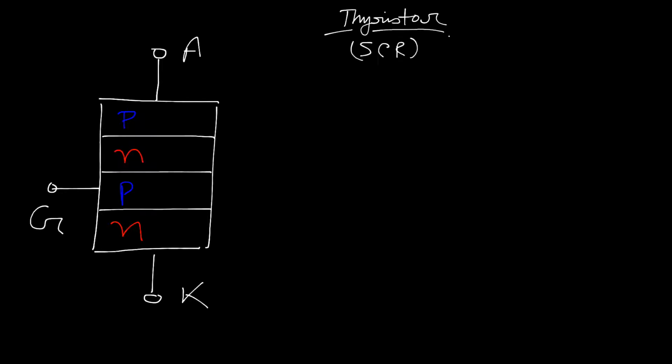The gate is a very important terminal, through which we can control the output voltage by applying the appropriate gate pulse through some gating circuits. And it has 3 junctions also. We can name them J1, J2, and J3.